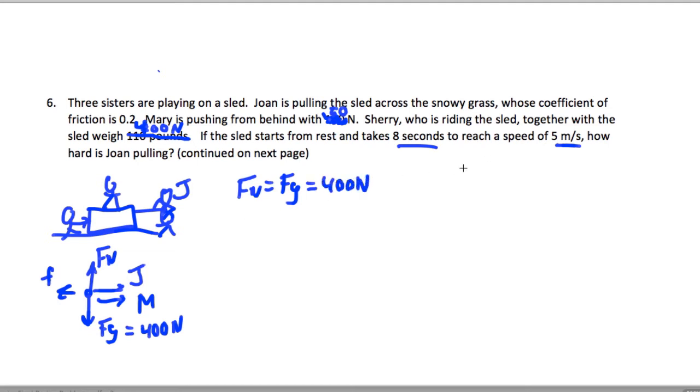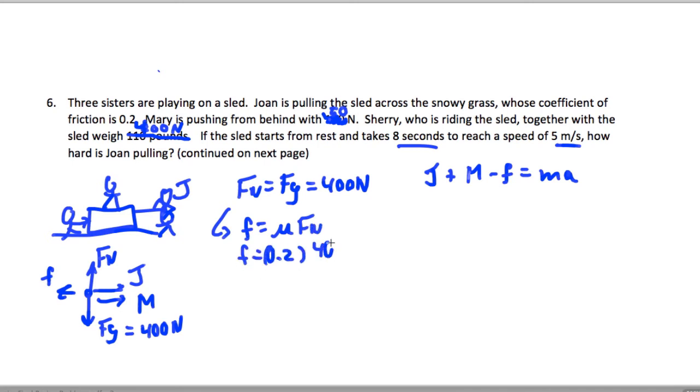The other thing that we have is that Joan and Mary work together to fight the friction to make the sled accelerate. So one thing we can do is first get the friction. So we know friction is mu times the normal force, and that's going to be 0.2 times 400, and that's going to give me 80 newtons.